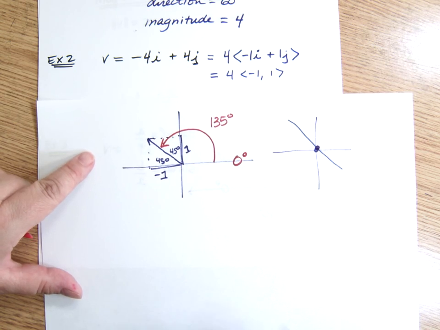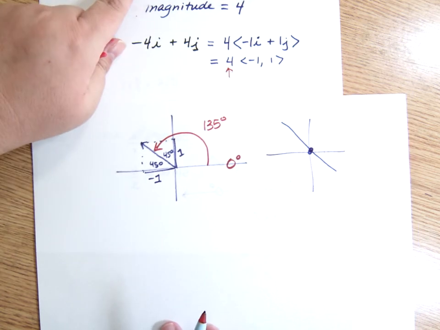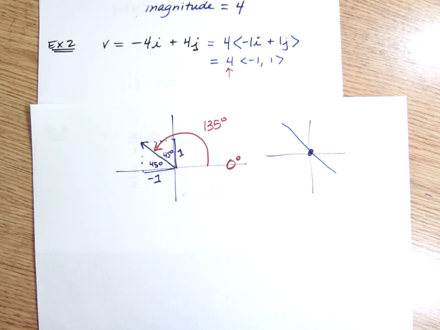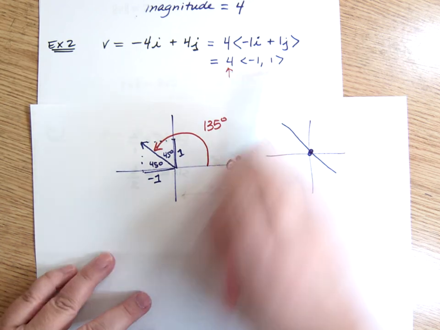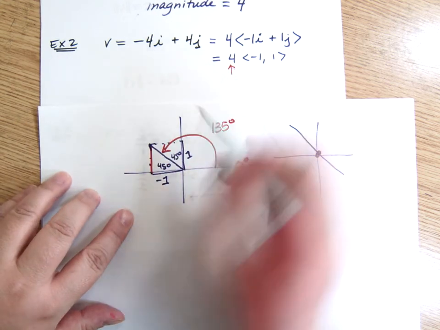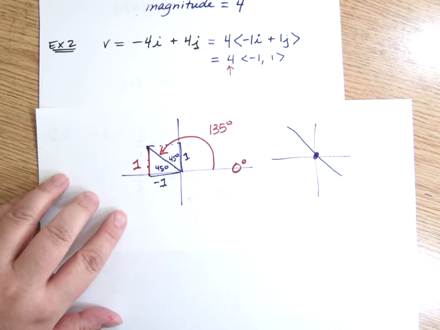Well, that's part of why I factored this out. Because remember, when we had a 4 out here, that was going to give us the magnitude. The only problem with that here is that this is not a unit vector. Okay? Negative 1i plus 1j is not a unit vector. Because if we do 1 by 1, 1 squared plus 1 squared gives us square root of 2.